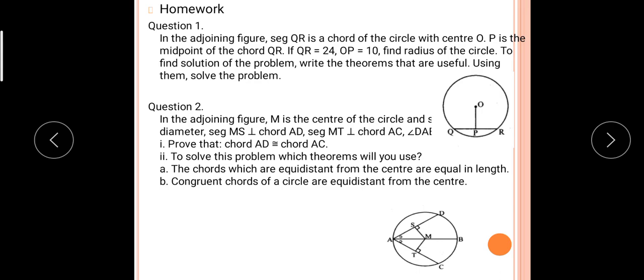So students, these two questions are the homework questions. You have to send me these questions by the session time.